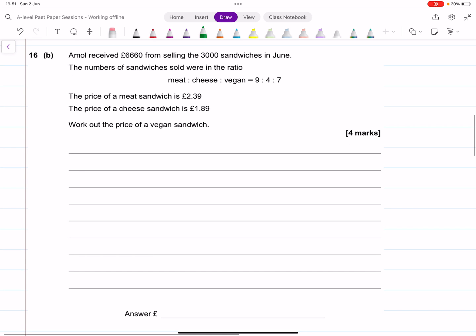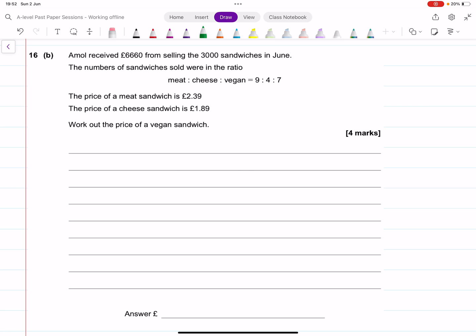Question number 16 from this paper. So Amal received 6,660 pounds from selling the 3,000 sandwiches in June. Okay. The numbers of sandwiches sold were in this ratio: meat, cheese, vegan, 9:4:7. The price of a meat sandwich is 2.39. The price of a cheese sandwich is 1.89. We need to work out the price of a vegan sandwich.